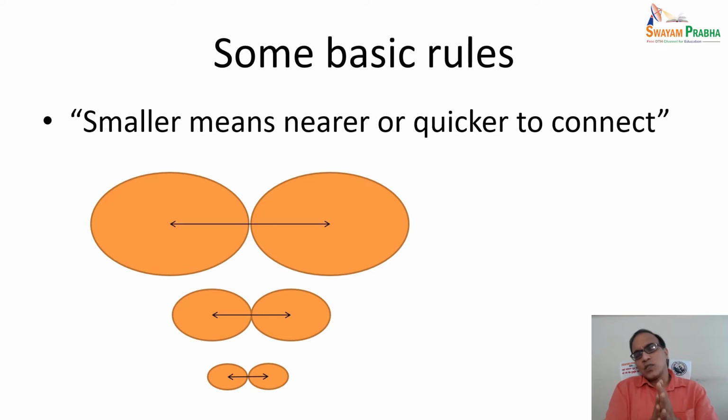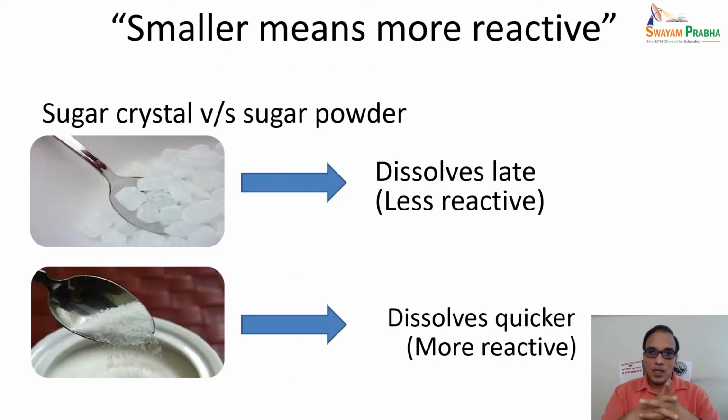Now let's see some basic rules and basic things. These are just representative figures I'm showing you. Smaller means nearer and quicker to connect: two big football centers versus the centers of two nuclei. It means the nearer it is, the quicker it is to contact. Smaller means more reactive. Sugar crystals versus sugar powder: the crystals may take more time as compared to the amorphous, simple powder form, which dissolves quickly. It's just a representative figure. So smaller means more reactive, higher contact points, so the reaction will be more.